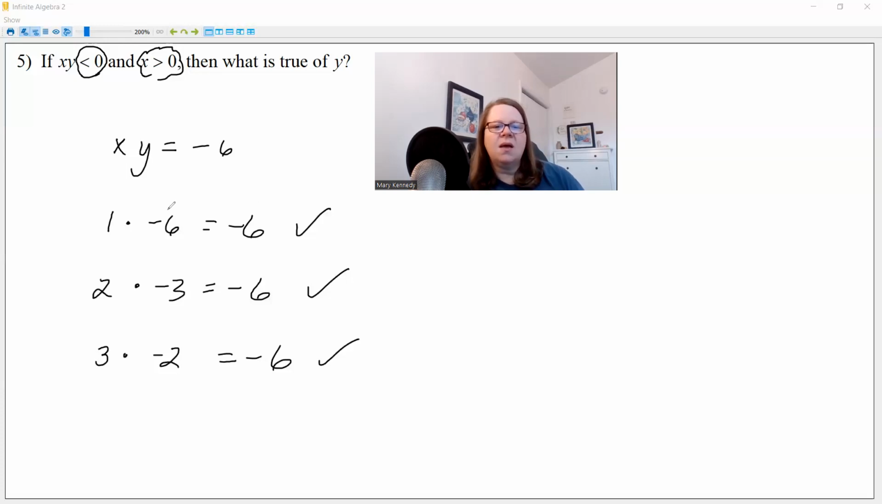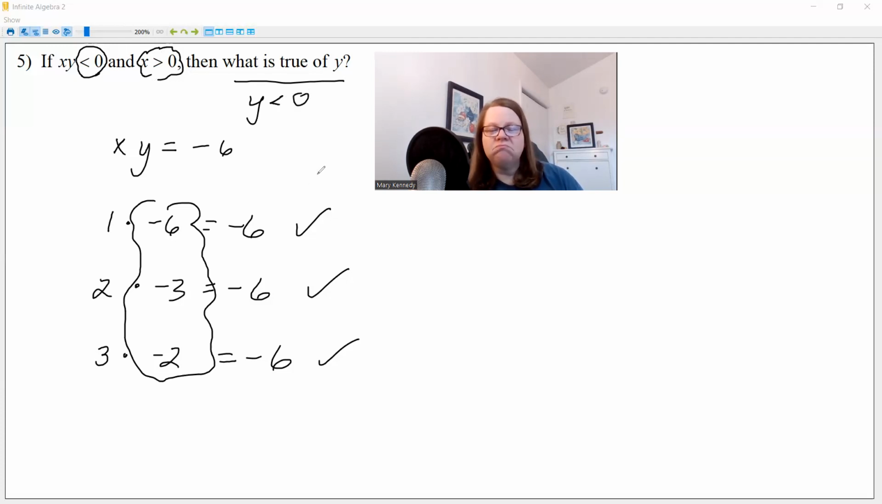So what's common here? All of these y values have something in common. What's true of y is that y is a negative number, and they're writing it in terms of greater or less than 0. So I would say y is less than 0. That is going to be true of y every single time. Y is going to be a negative number.